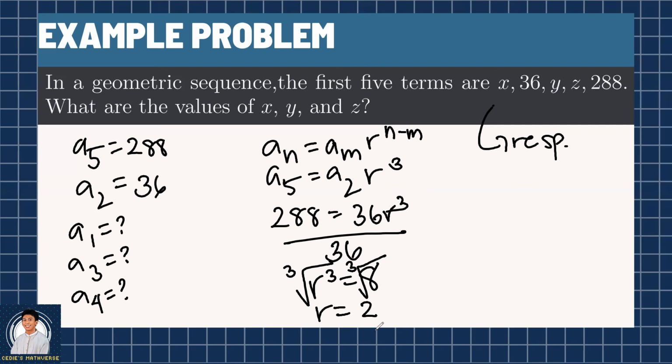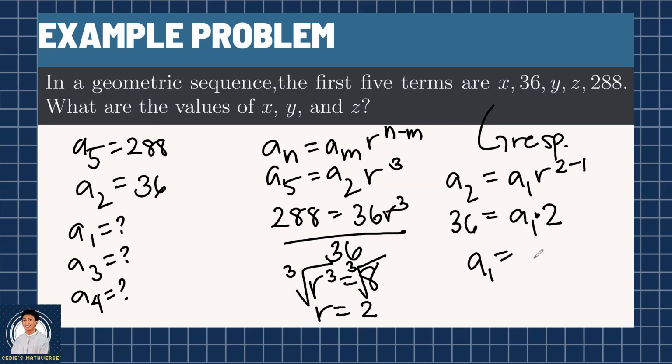How can we find a sub 1? A sub 1 can be found by using a sub 2 is equal to a sub 1 r raised to 2 minus 1. A sub 2 equals 36, and r is equal to 2. So a sub 1 equals 36 over 2, which is 18.